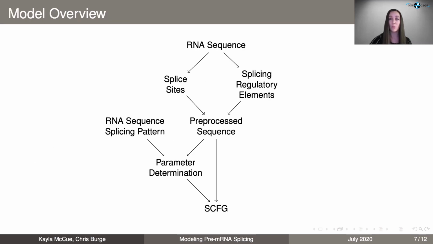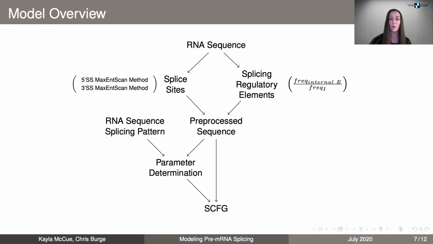Now, before I talk about the particular grammar that I've developed, I want to first briefly discuss how it fits into the overall structure of my model. A general overview of how I conceive of it is shown in this flowchart here, where I start with a set of annotated RNA sequences and then independently extract information about the splice sites and splicing regulatory elements. For the splice sites, I use the splice site maxent scan method, which is commonly used in the field, and for the splicing regulatory elements, I use the ratio of their frequencies in internal exons and introns, which has been used in the literature. Then, once I have that information, I combine it in order to create a preprocessed sequence that I can use to determine parameters for my SCFG based on the splicing pattern annotations for the sequences.